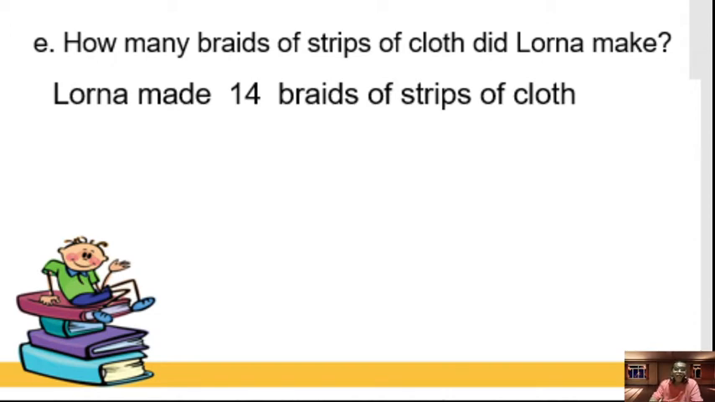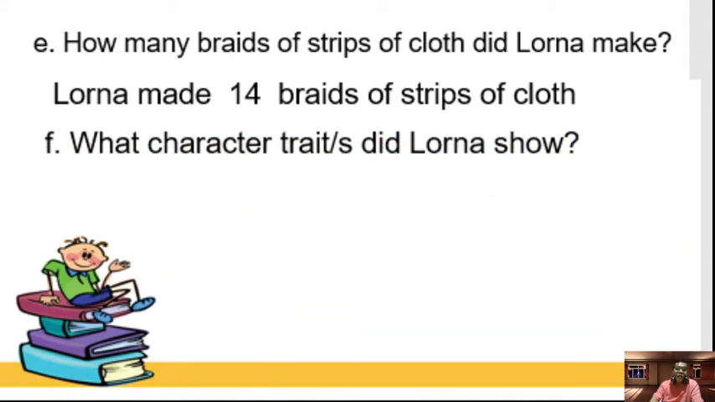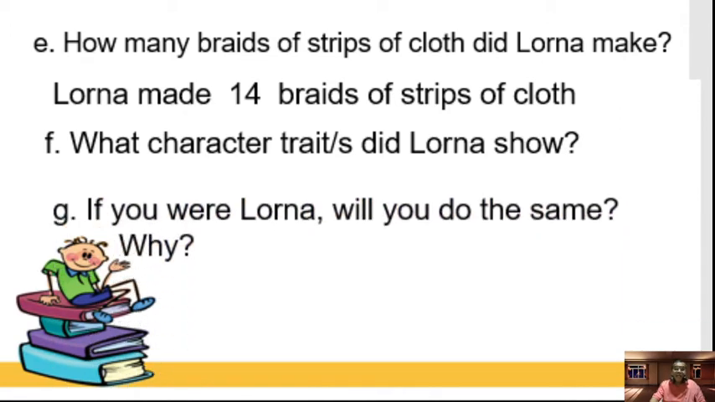And how did Lorna get 14? That is our discussion later. What character trait or traits did Lorna show? So, the first is thrifty. She is thrifty, right? If you were Lorna, would you do the same thing? Why?